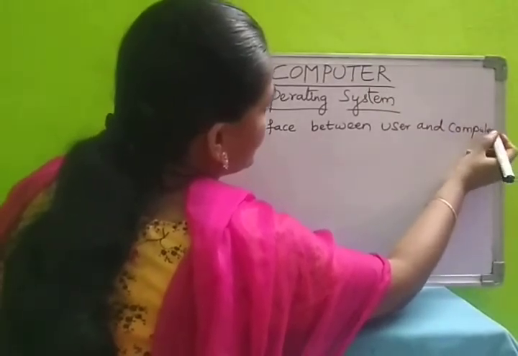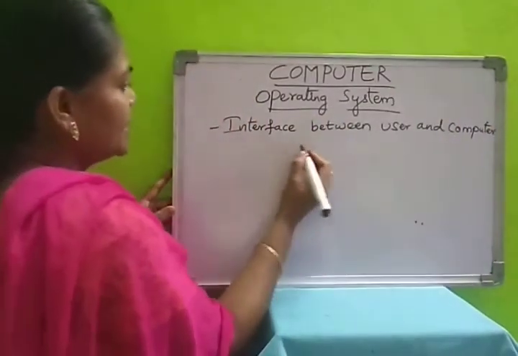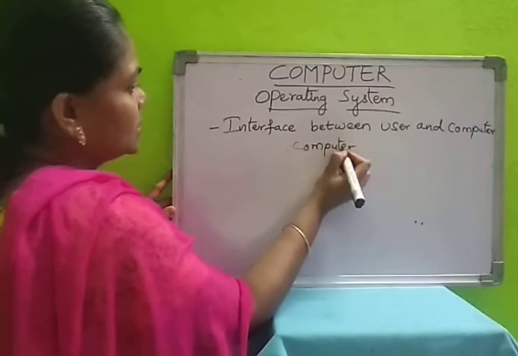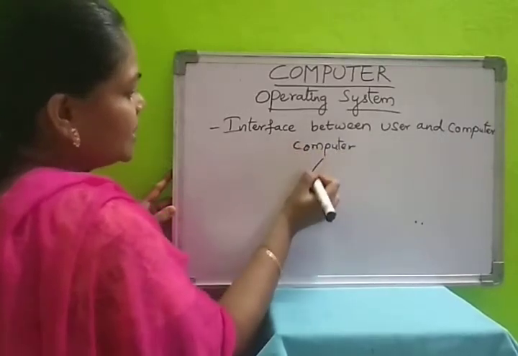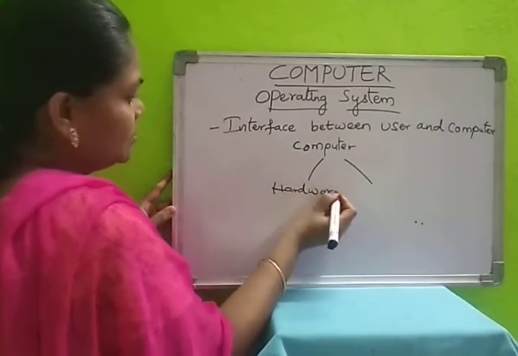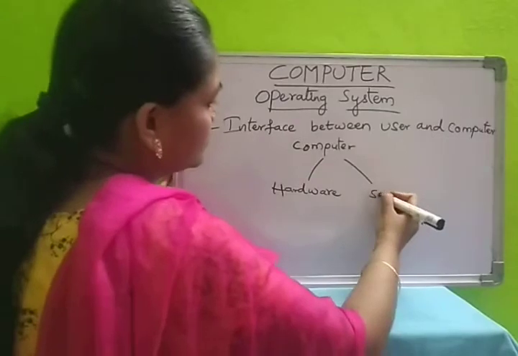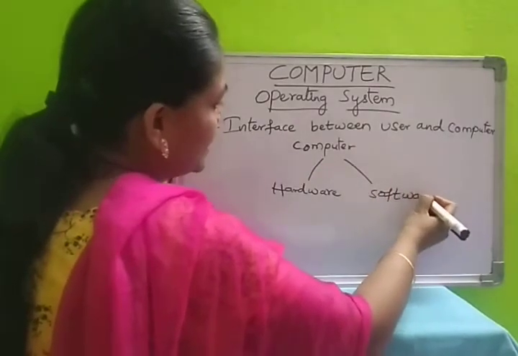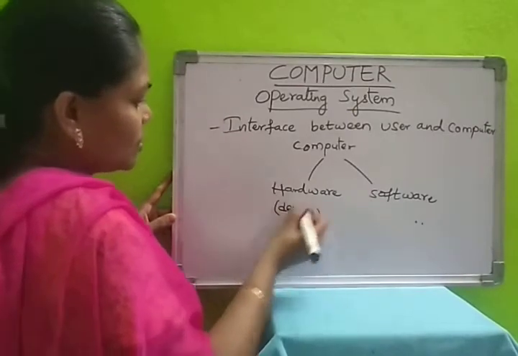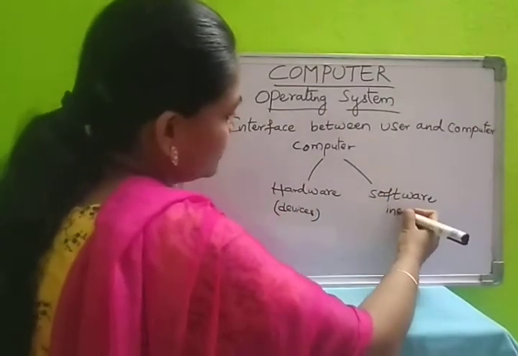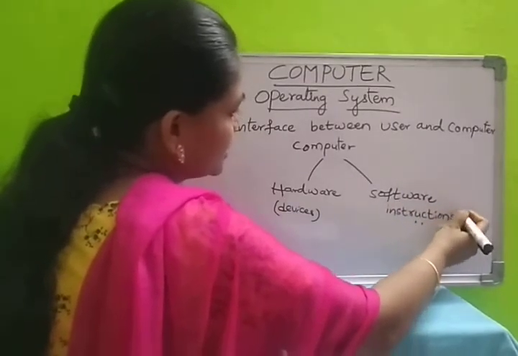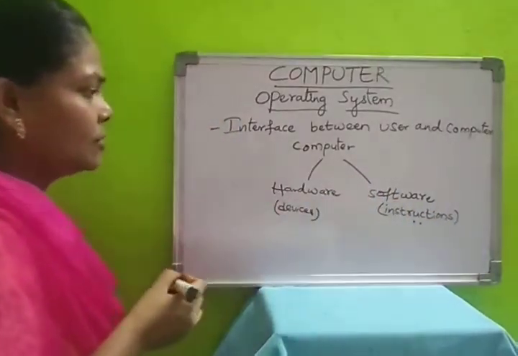In a computer we have two things, hardware and software. The operating system controls all the resources, all the hardware and software. Hardware is the devices which you can touch and feel. Software means instructions. To work with the computer, we have to give instructions. All those instructions come under software.